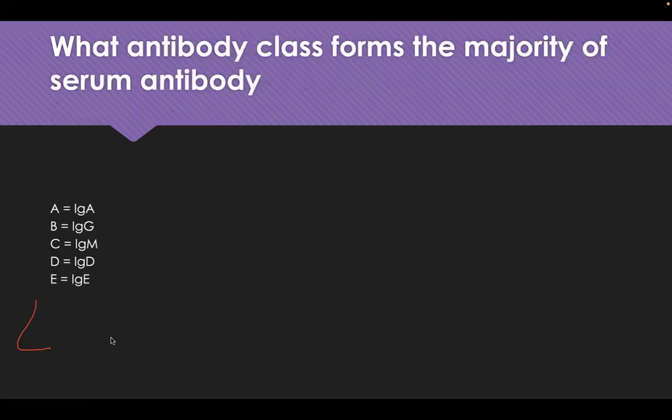Which antibody class forms the majority of serum antibodies? So this is just from the table that I explained. And that's IgG. You think about it, that's the one it's what we most commonly talk about, and it's also what can quite commonly be tested for.